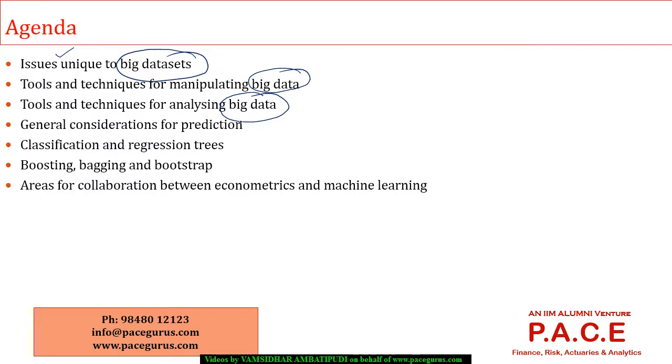Would I be doing some kind of predictions? And if I do prediction, what is it that I need to consider? Then I would be talking about different kinds of approaches to do prediction. One of the most common approaches is the classification and regression trees, which in short we call the CART algorithm. And there are a few more techniques that are used widely in the industry.